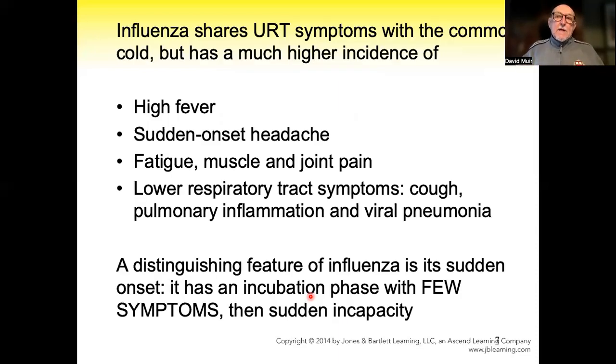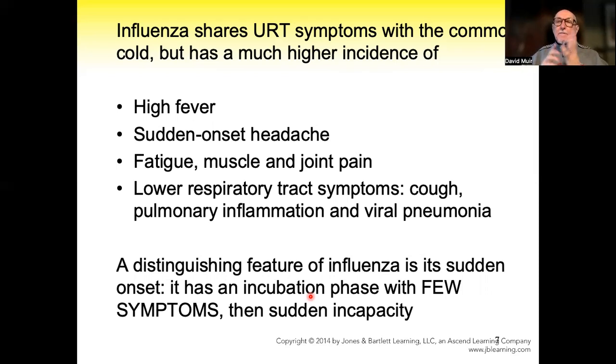So here are the differences in the disease symptoms that distinguish it from the common cold. The first is it's commonly associated with a very high fever. The second thing is that influenza has a short prodromal phase. In fact, it has an incubation phase, but the incubation phase seldom produces any prodromal symptoms. And the onset of symptoms is extremely sudden, and most frequently the primary symptom that initially arises is a headache, a severe headache.